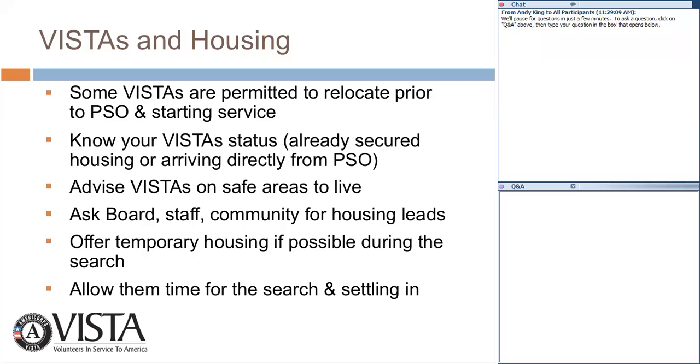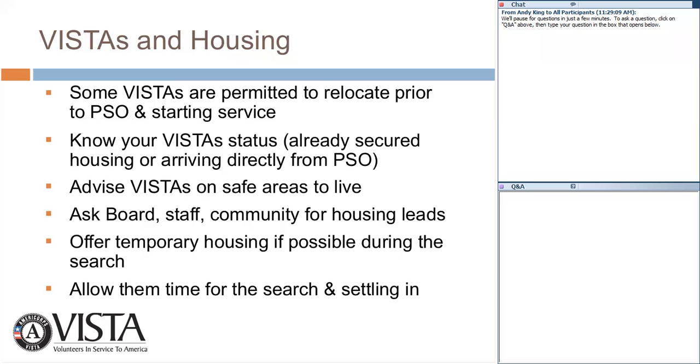VISTA members are permitted to relocate during their service, and in some instances are permitted to relocate prior to their pre-service orientation and before they start service. However, not all VISTA members are given the authority to relocate prior to their service, so it's extremely important that you understand and know your VISTA member status before they come to your organization. So if they do show up at your organization and relocated through pre-service orientation, it's helpful if you can help the VISTA member or allow them some time in searching for housing and settling into their service site. And if you have the ability, offer temporary housing to the VISTA member until they're able to find stable housing for their entire service term.